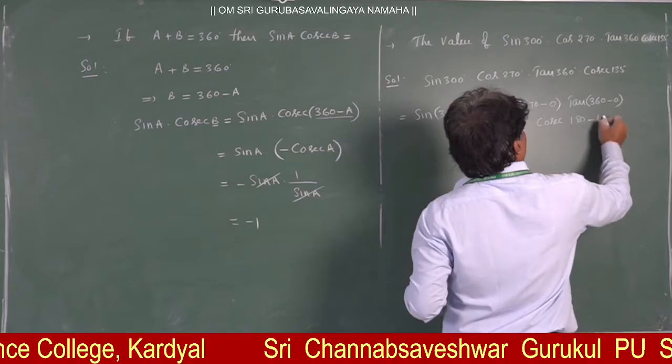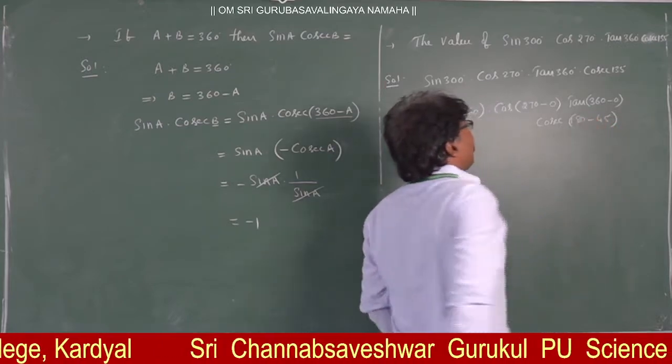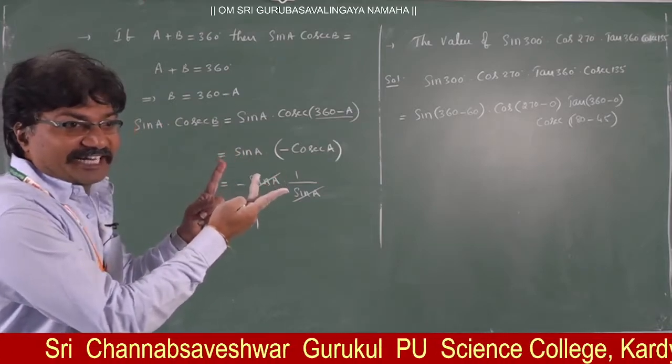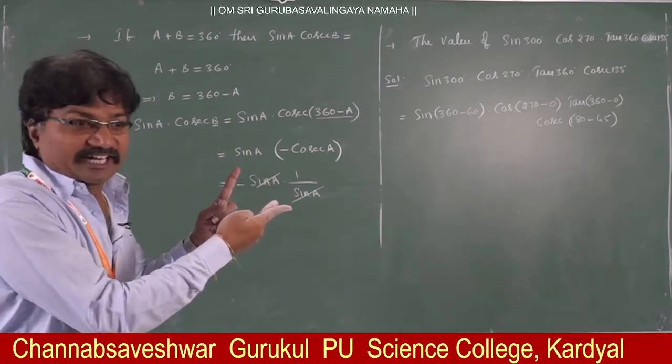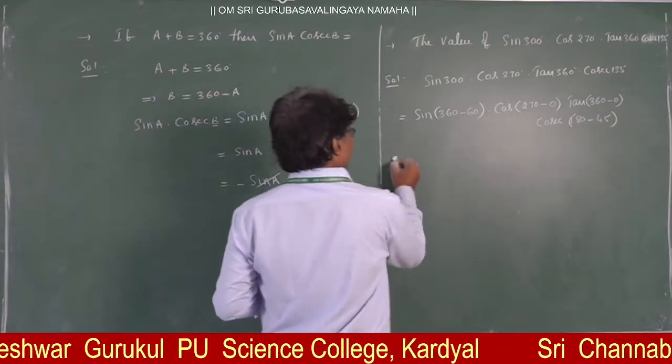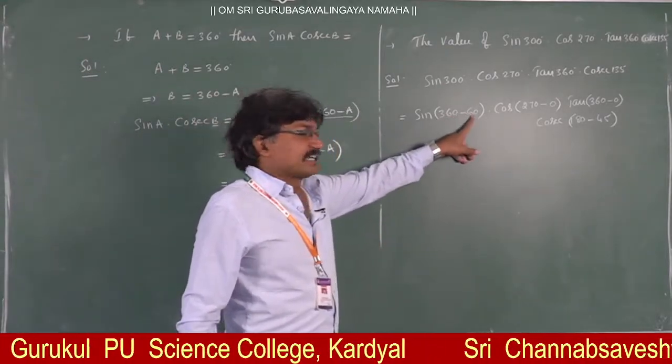135 means 180 minus 45 or 90 plus 45. 90 plus 45 is 135, 180 minus 45 is 135. In both cases, you will get the same answer. Okay, one by one. 360 minus theta.